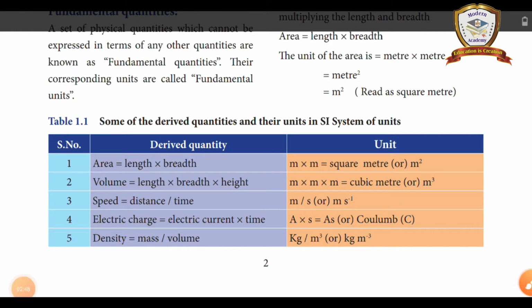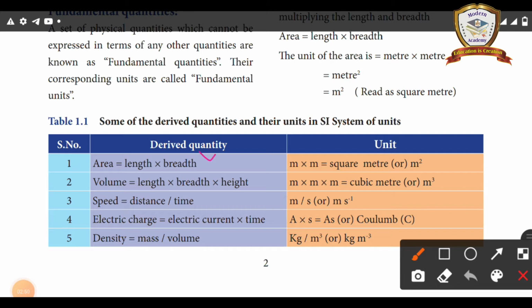Listen carefully. Table 1.1: area, length into breadth, that is meter into meter, square meter. Volume, length into breadth into height, that is cubic meter. Speed, distance per time, that is meter per second or meter second power minus 1. Electric charge, electric current into time, or A into S, or coulomb. Density, mass by volume, that is kilogram per meter cube or kilogram meter power minus 3.